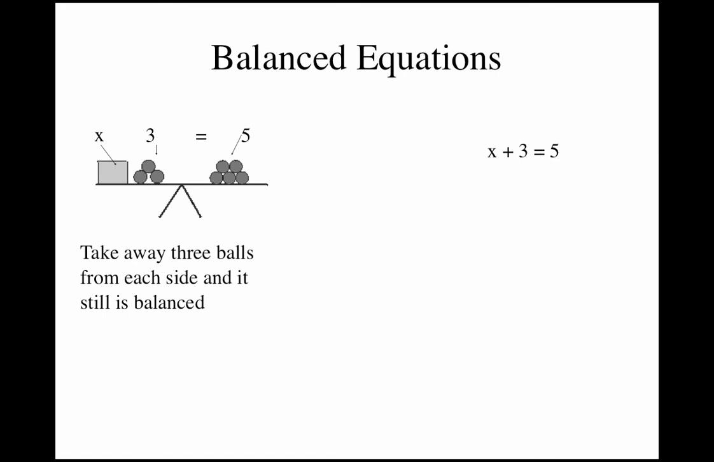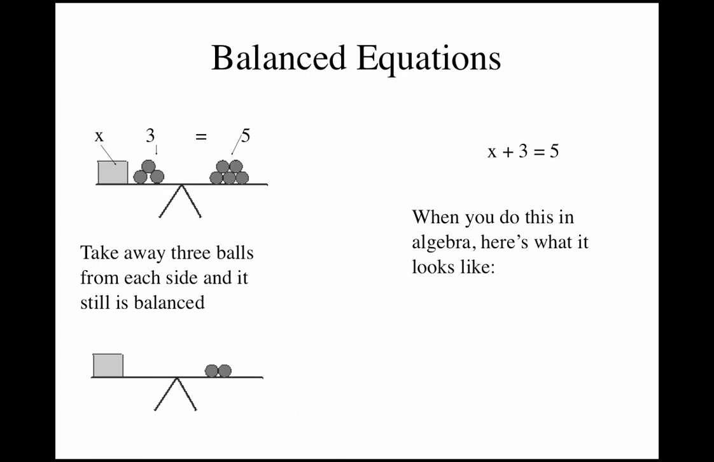If we were to take 3 balls away from each side of the equation, it would still balance. Again, think about the physical balance scale. If it was balanced to start with, and I took the same amount away from each side, it would still be balanced. What this looks like in algebraic notation is subtracting 3 from both sides of the equation. So we have the equation x plus 3 equals 5. We subtract 3 from the left, and to keep it balanced, to make the two sides stay equal, we take 3 away from the right.